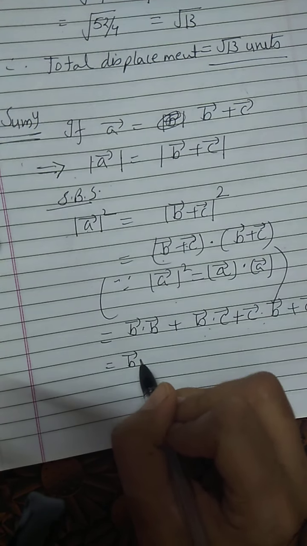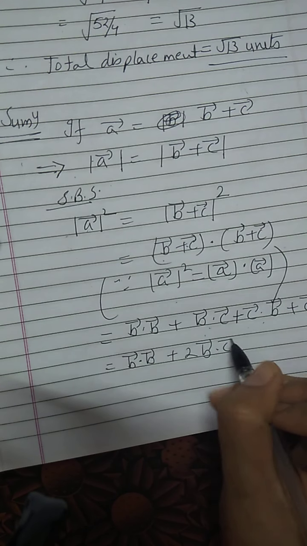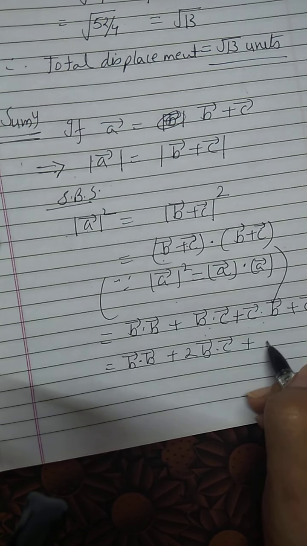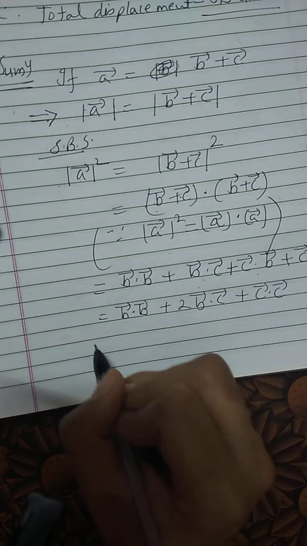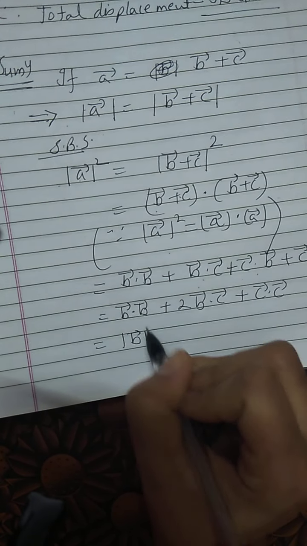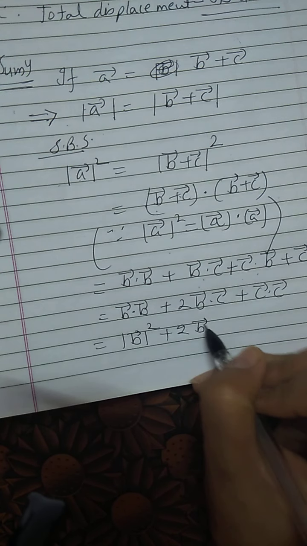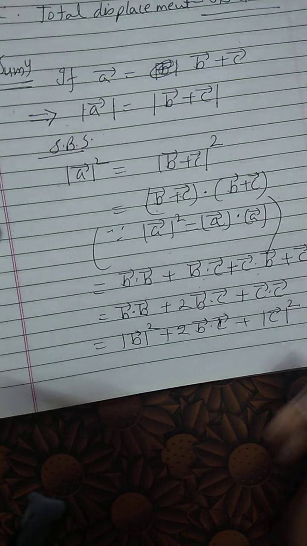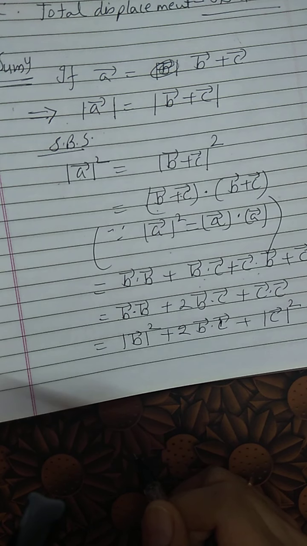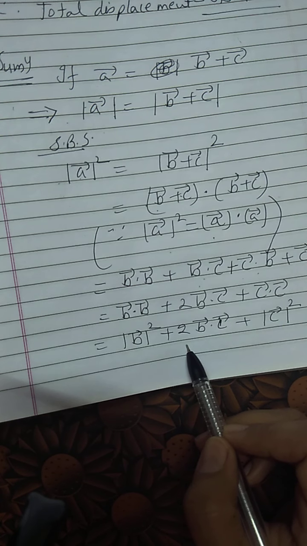So this will be vector b dot vector b plus twice of vector b dot vector c plus vector c dot vector c. Now this vector b dot vector b is actually equal to the magnitude of vector b squared, and this will be just twice of vector b dot vector c, and this will be equal to the square of the magnitude of vector c. Again, the same rule I have applied here, right? So now we are getting this.